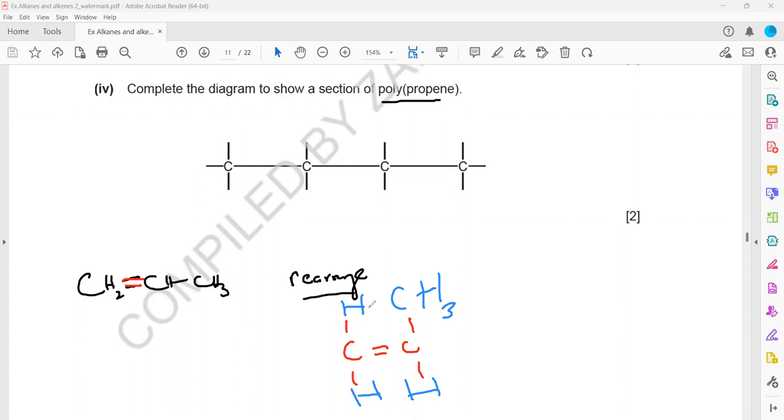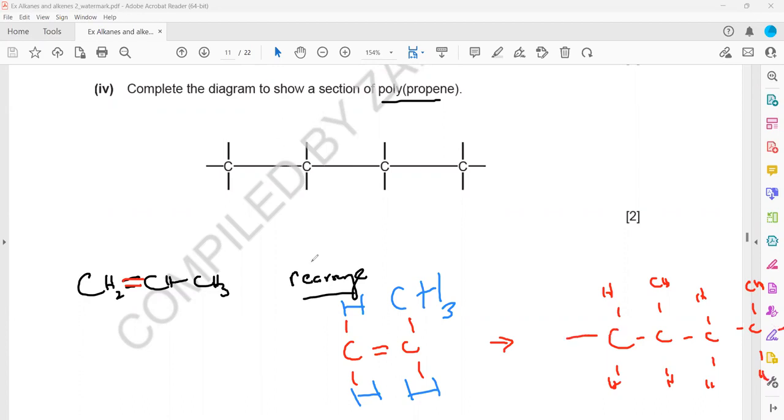So here we have two hydrogen. The first carbon has two hydrogens, so one up, one down. The second one is having hydrogen, so it can be up or down, and then CH3. This is a monomer. How to draw a polymer? We draw the same structure, but without a double bond. And you can repeat the structure, and so on.